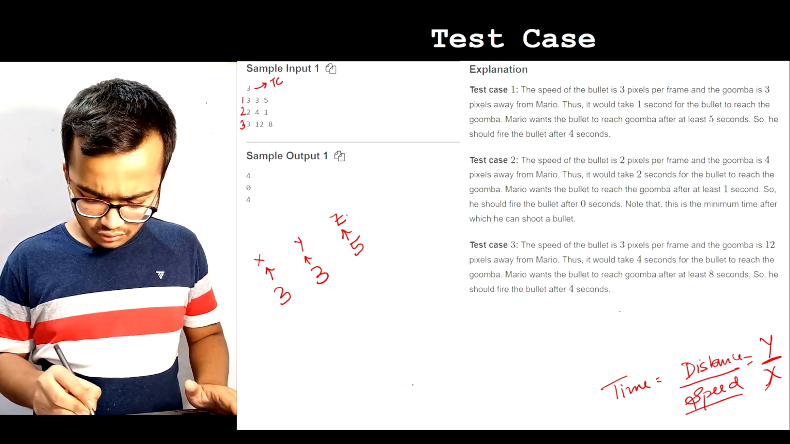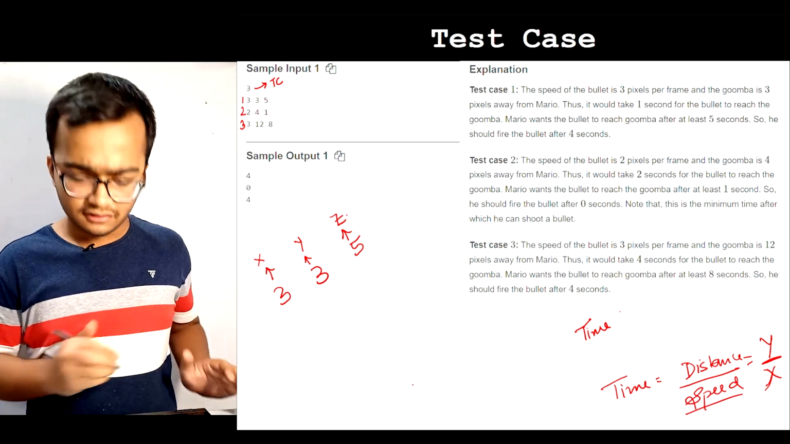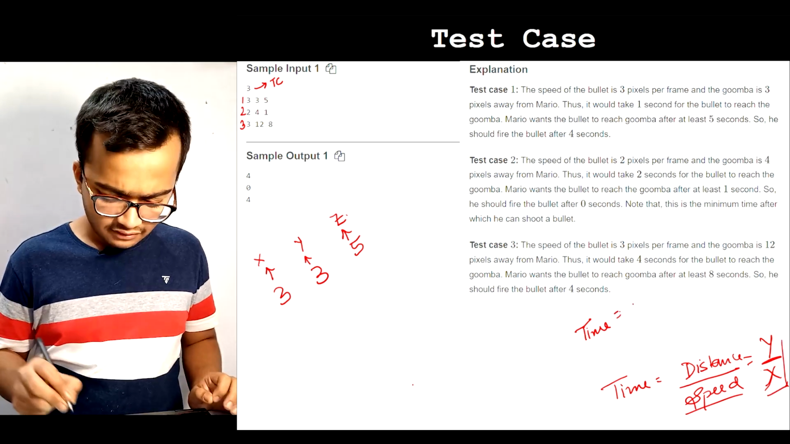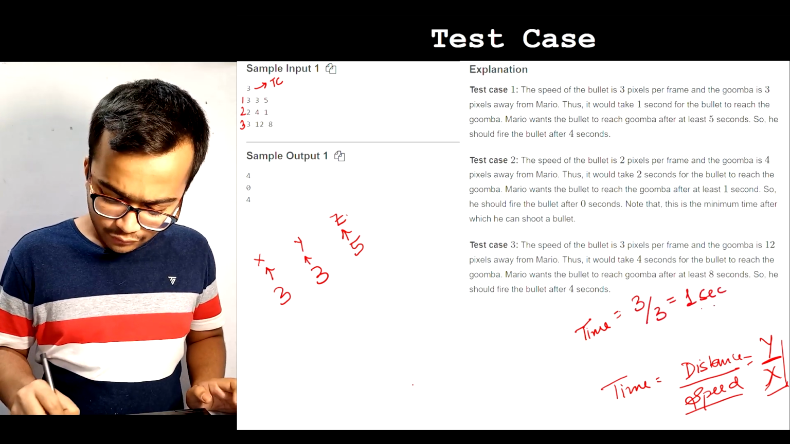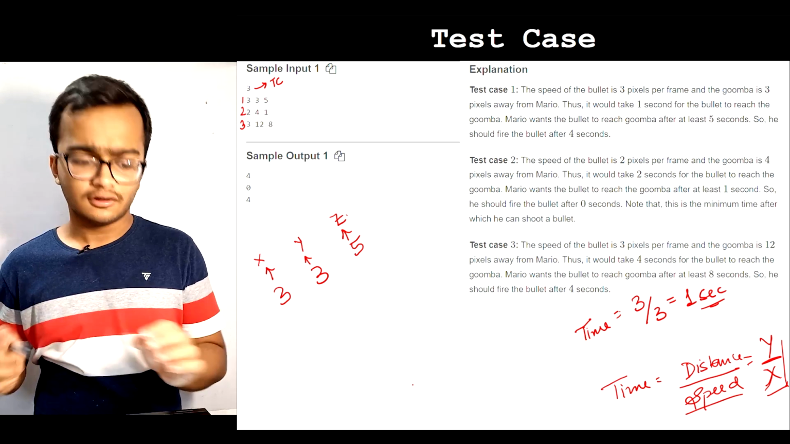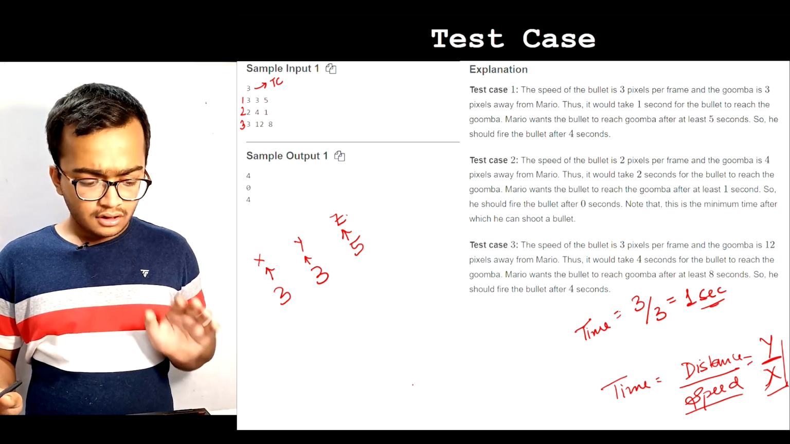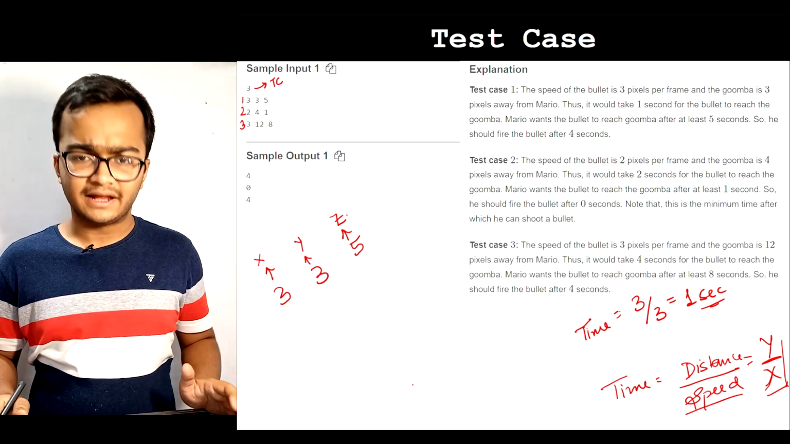So the time needed by the bullet to cover the distance between Mario and Goomba will be equal to y by x, which we already found out. So it will be 3 upon 3, which gives me 1 second. So the bullet takes 1 second to cover this distance of 3. Now, what do we have to find? We have to find the minimum time.